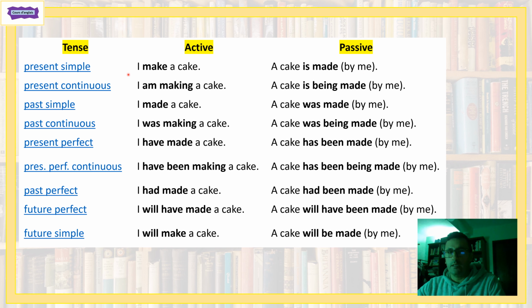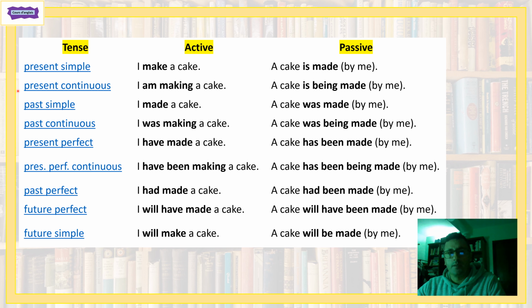I make a cake. Je prépare un gâteau. Ou bien je fabrique un gâteau. Parce que le verbe to make a beaucoup de sens. Ça pourrait être préparer, fabriquer, faire, construire, ainsi de suite. Alors, c'est pas ça ce qui nous intéresse. I make a cake. A cake is made by me.